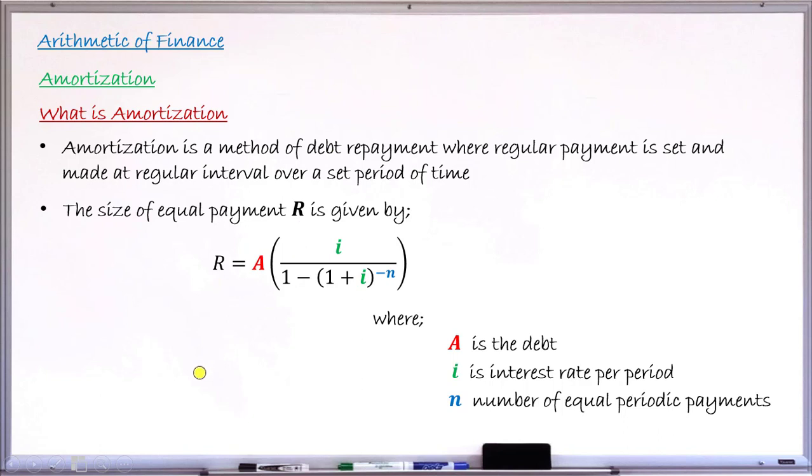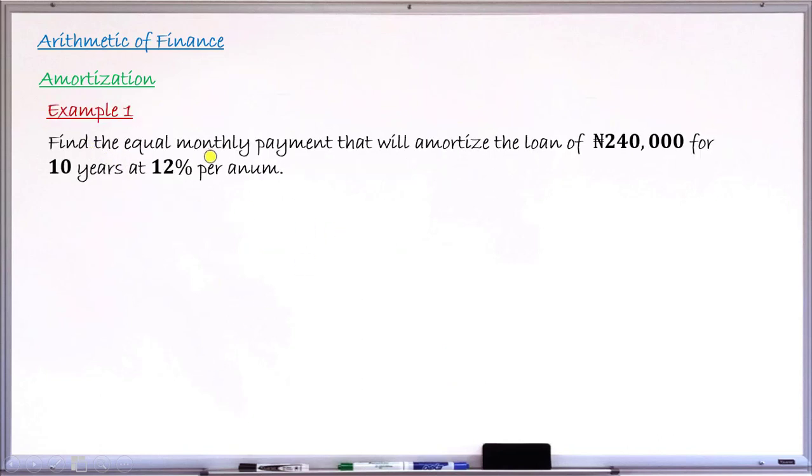So let's move on. Example number 1 says: find the equal monthly payment that will amortize a loan of 240,000 naira for 10 years at 12% per annum. Solution to this problem. This is the total money, that is the total debt, 240,000. And we would like to pay that debt in 10 years, and the payment is a monthly payment. And the bank charges a 12% compound interest rate on the unpaid amount.